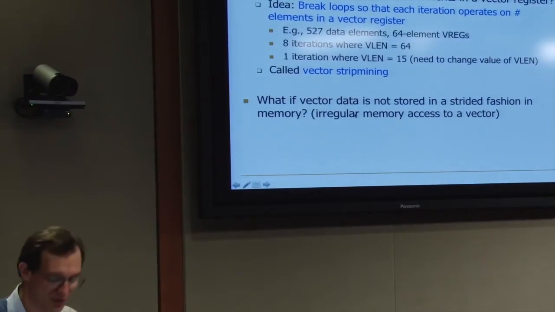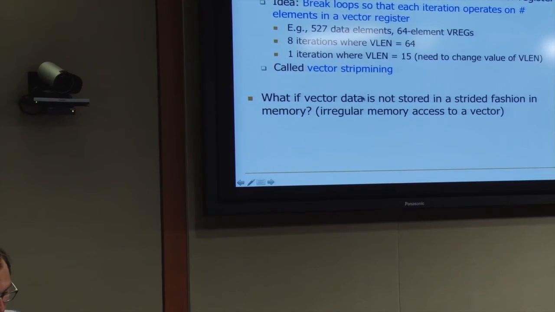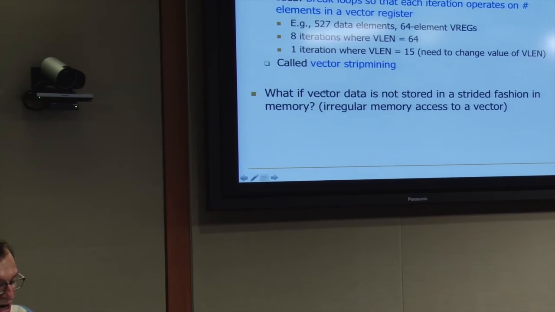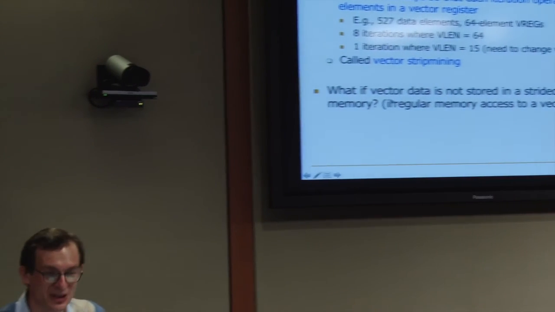Okay, the second thing is also important. What if the vector data is not stored in a strided fashion in memory? This may not always be easy to do. And if you require this, then the programmers can go crazy again, especially if the data is not laid out easily in a strided fashion. Basically, this is the same as supporting irregular memory access to a vector. How do you do that? Well, the idea is, again, relatively simple. A lot of the problems in computer engineering can be solved with a level of indirection. Basically, use a level of indirection.